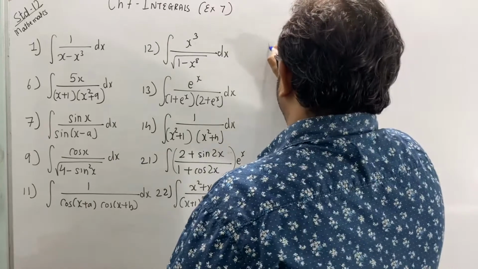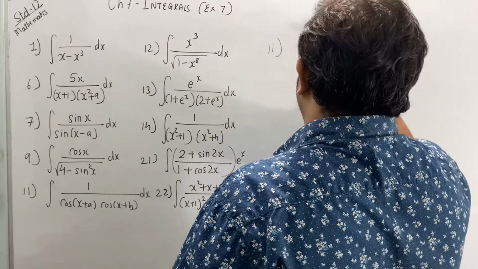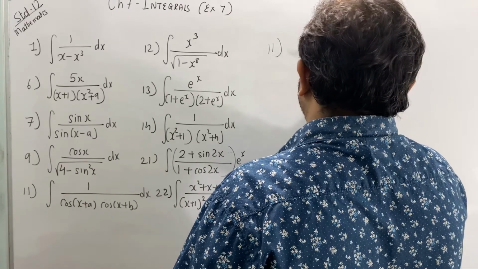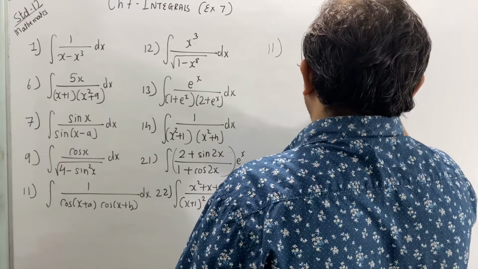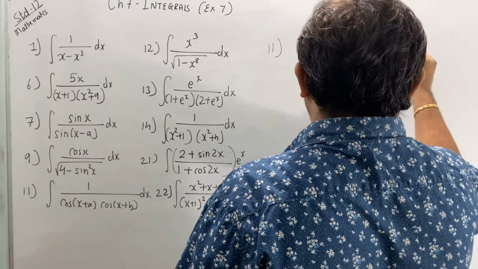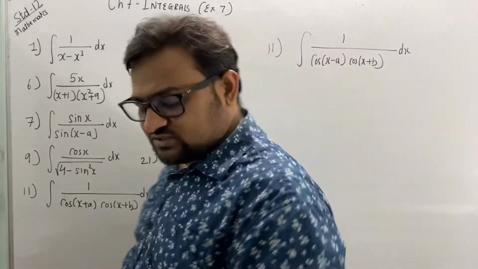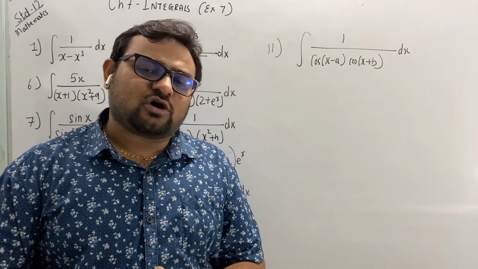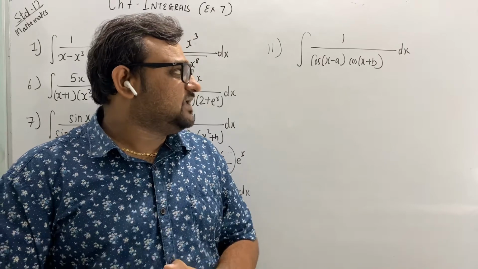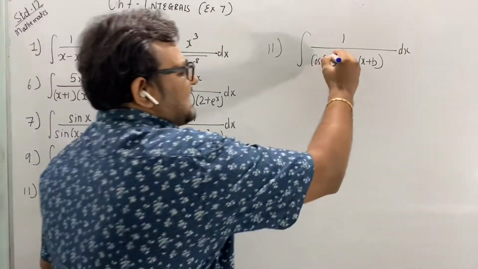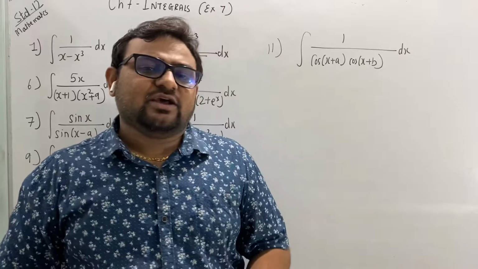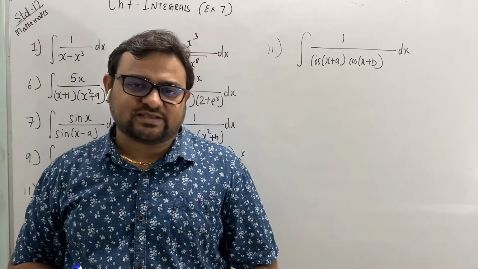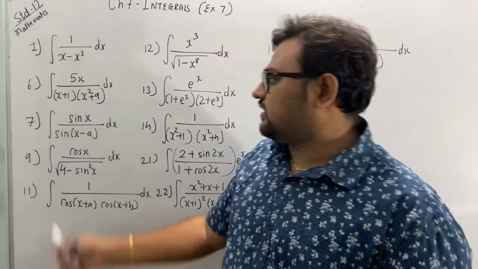Question number 11. 1 upon cos x minus a into cos x plus b. Sorry, let me check the question. It's x plus a, right? So this type of sum we had already done in the previous exercise. Okay, that I was talking about in this sum.